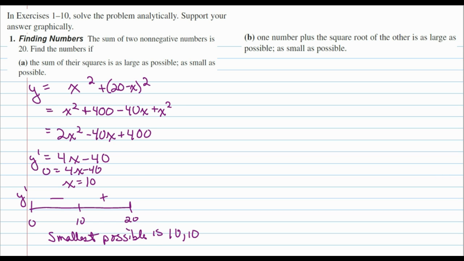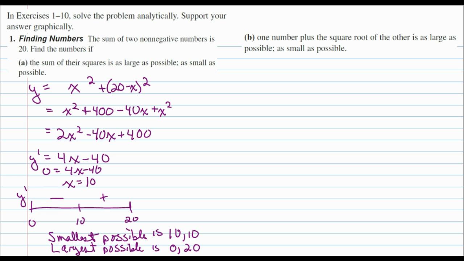The largest possible is going to be at one of those endpoints, and really either 0 or 20 gives a maximum. Y is decreasing after a left endpoint because the first derivative is negative, or y is increasing before a right endpoint because, again, y prime is positive. So we've got maximums there, but it doesn't matter which one we use because if one of the numbers is 0, the other number is 20. So the largest possible sum of the squares happens when the numbers are 0 and 20.